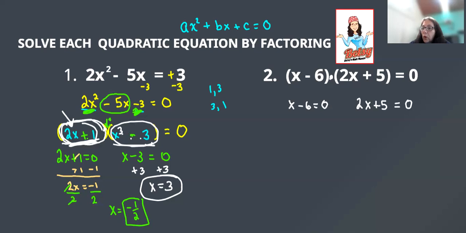So x minus 6. What minus 6 is 0? Yes, 6. So that's one of our values of x. If you go up there and put in 6, 6 minus 6 is 0, and 0 times anything is 0. So that one works. I'm going to erase that out of there.